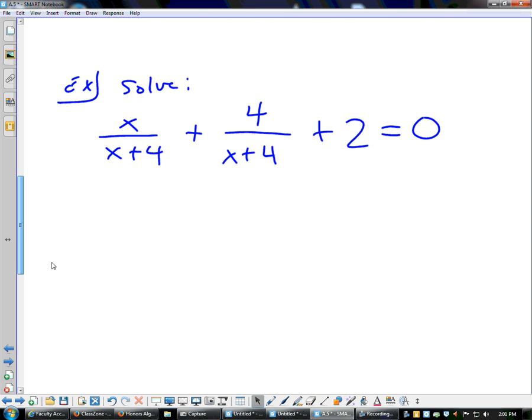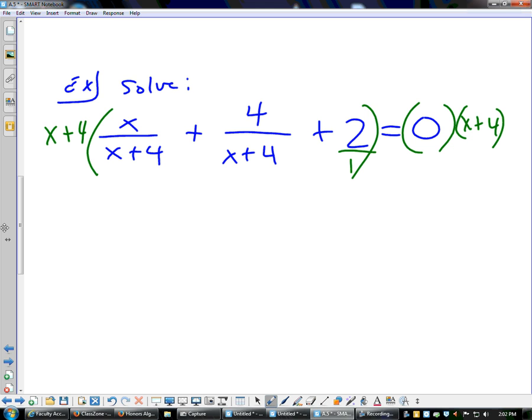All right, let's take a look at this fractional equation. We've got x over x plus 4 plus 4 over x plus 4 plus 2 equaling 0. Same strategy. Look for the least common denominator and then multiply both sides of the equation by that least common denominator. So in this case, the least common denominator out of x plus 4, and 1 is just x plus 4. So I'm going to multiply both sides of the equation by x plus 4.